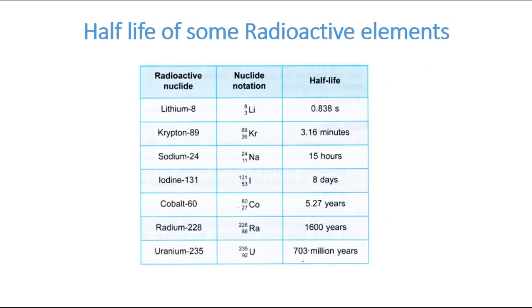Here are some examples of half-lives of some elements. Lithium-8 has a very short half-life, 0.838 seconds. Krypton-89 has a half-life of 3.16 minutes, and you can see uranium-235 has a half-life of 703 million years. So it varies from fractions of seconds to millions of years.